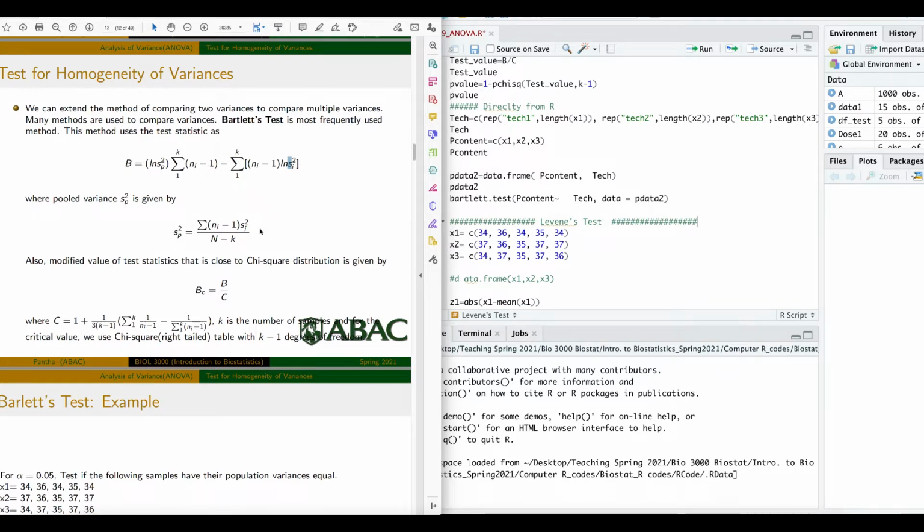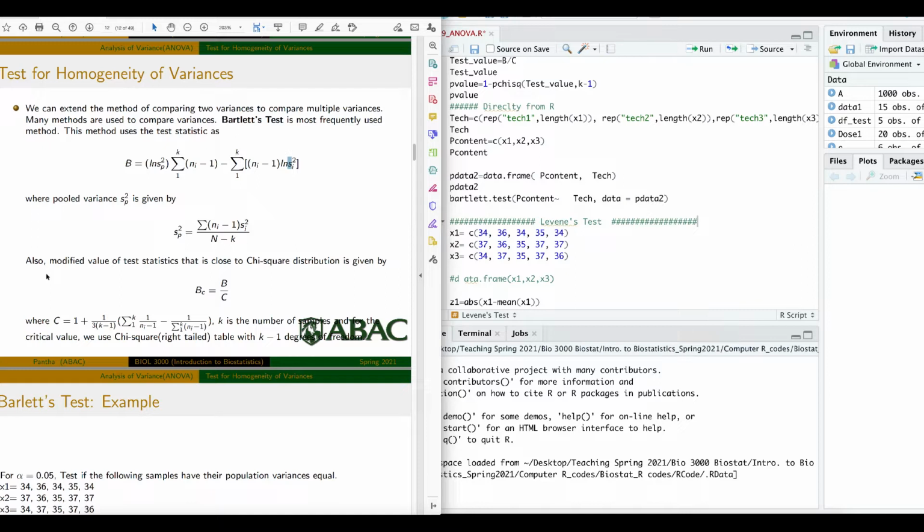This is the formula for the pooled variance, S_p squared, which equals the summation of (n_i minus 1) times S_i squared. What does that mean? That means (n_1 minus 1) times S_1 squared, plus (n_2 minus 1) times S_2 squared, plus (n_3 minus 1) times S_3 squared, and so on, okay? And divided by N minus k, all right?